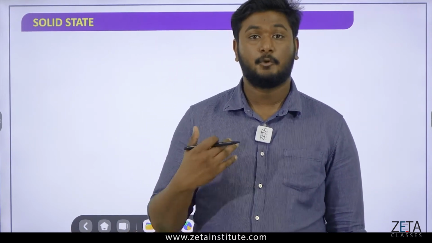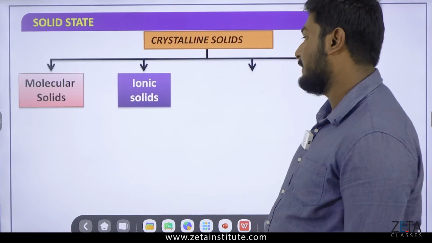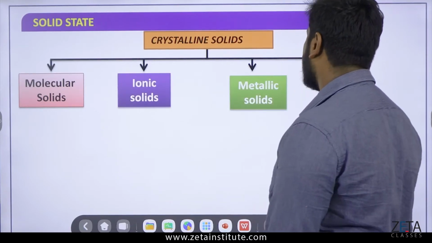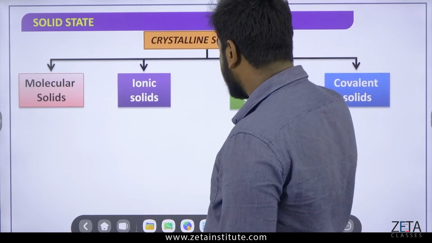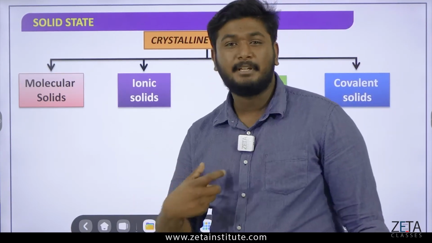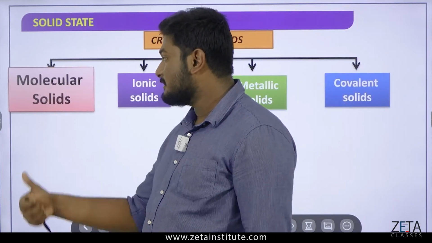Based on the force of attraction between the constituent particles, I'm classifying crystalline solids into four. The first one is called the molecular solid, the second one is called ionic solid, the third one is called the metallic solid, and the last one is called the covalent solid. This classification is based on the attraction between constituent particles. Clear? And first of all, we will start our discussion with the molecular solid.